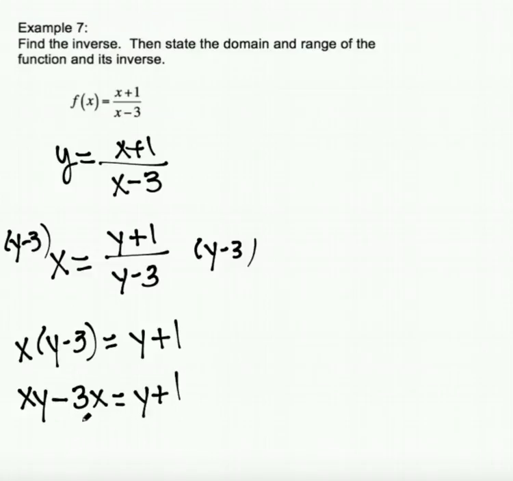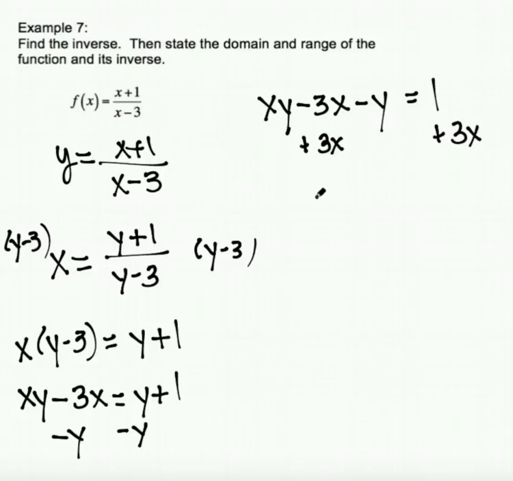Then, again, I want my y's on the same side. So I'm going to do minus y. I'm going to move this y to the other side. That leaves me with xy minus 3x minus y is equal to 1. Again, my ultimate goal is to get y by itself, so anything that doesn't have a y needs to go to the right-hand side. I'm going to add 3x to both sides. So now I have xy minus y on the left-hand side is equal to 1 plus 3x.